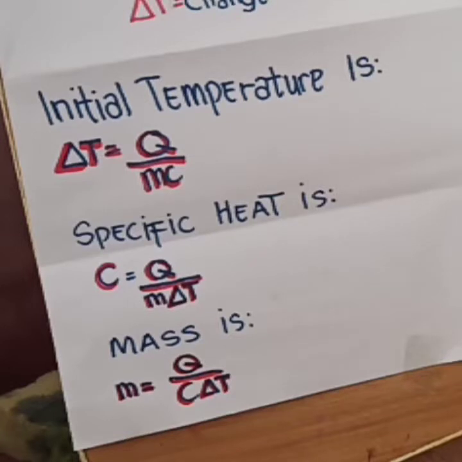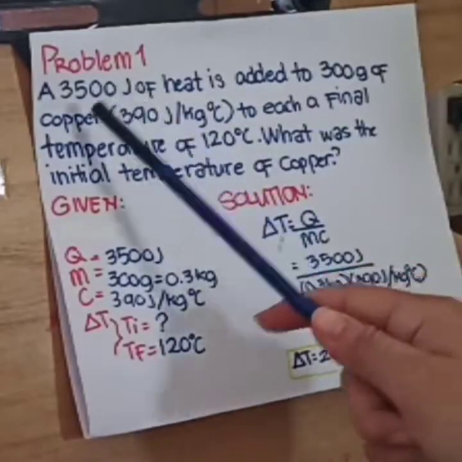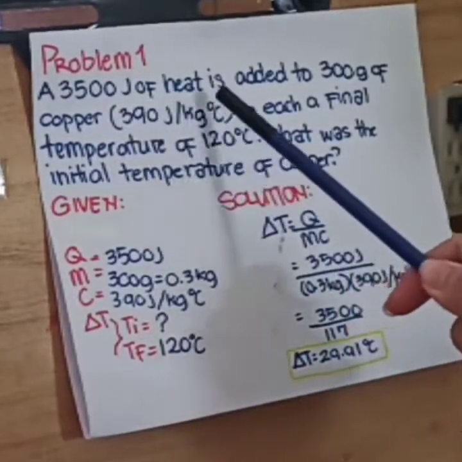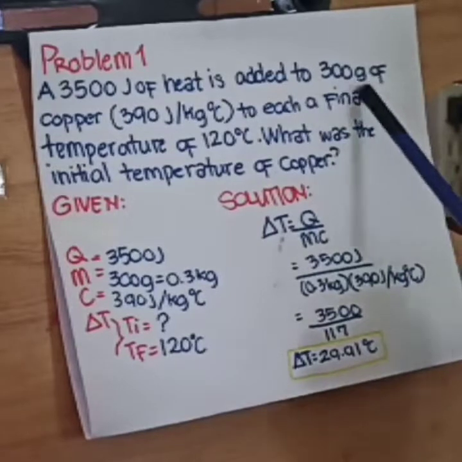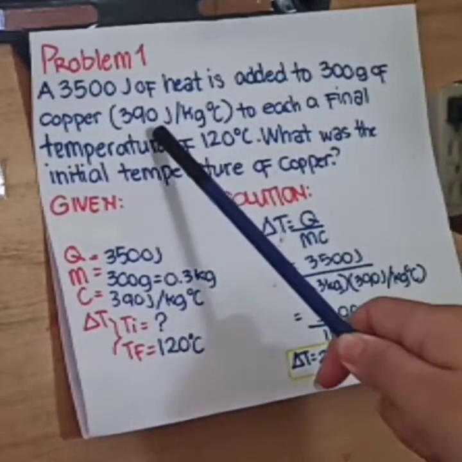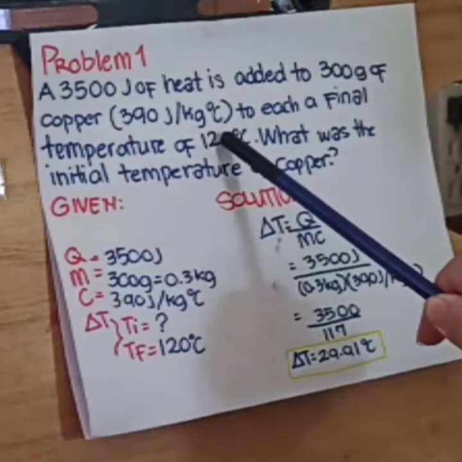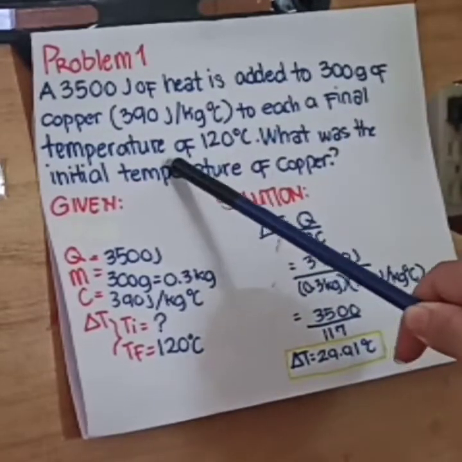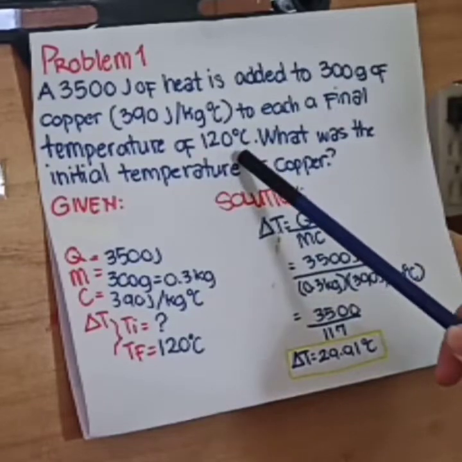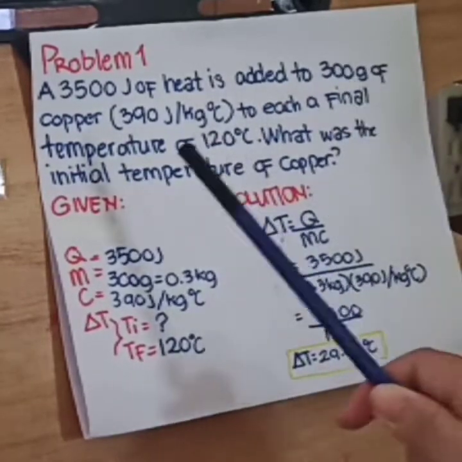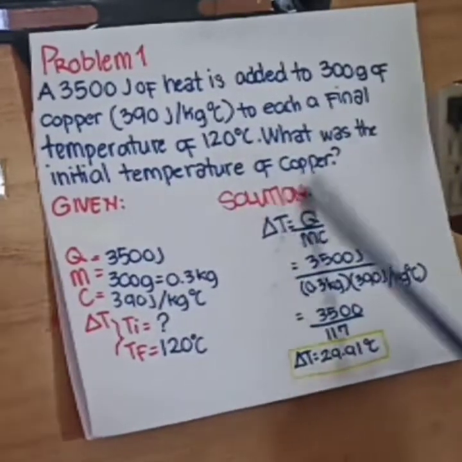So first, we should analyze what is asked in the problem, so we can easily know what is asked. Let's proceed to problem 1. A 3,500 joule of heat is added to 300 grams of copper, which has 390 joules per kilogram degrees Celsius, to reach a final temperature of 120 degrees Celsius. What was the initial temperature of the copper?